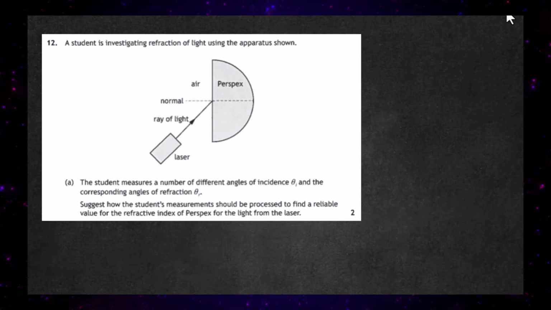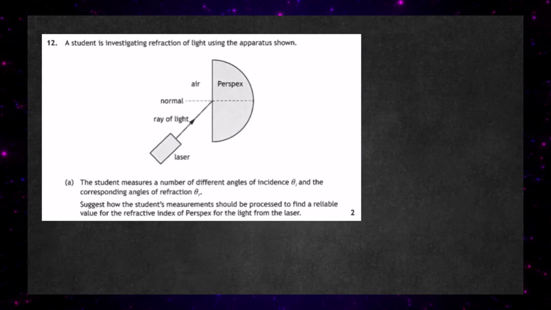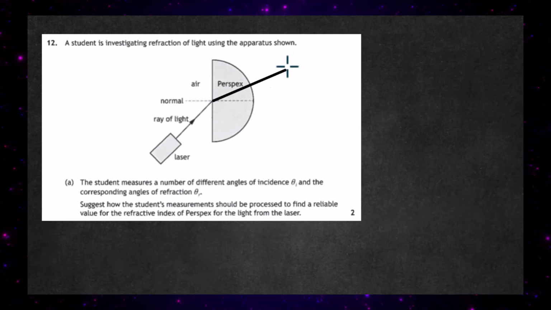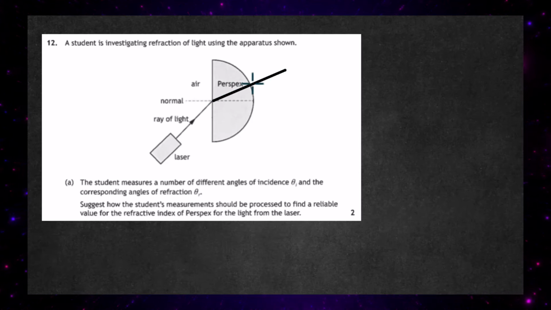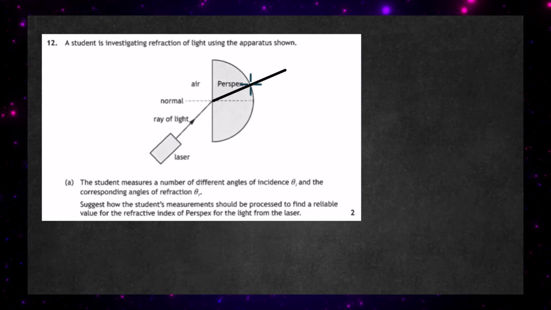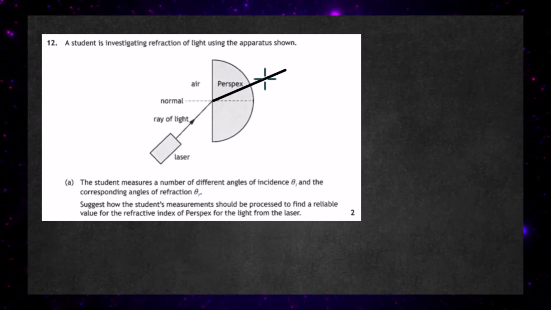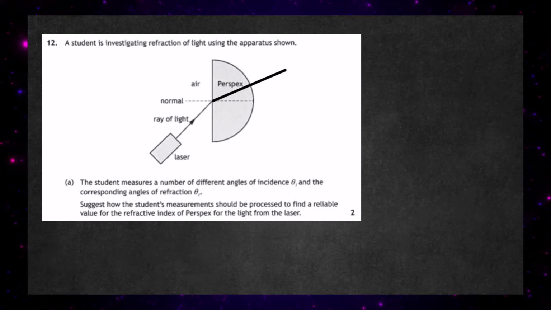You've got a ray of light coming from a laser aimed at the centre of the perspex block, and we know what's going to happen. The ray of light is going to be refracted in this particular direction here. It goes in a straight line because it's travelling along a normal, because from the circumference point here to the centre of the circle is a normal, and therefore the ray of light travelling along a normal doesn't change direction. So the ray of light comes in and it bends in this direction here.